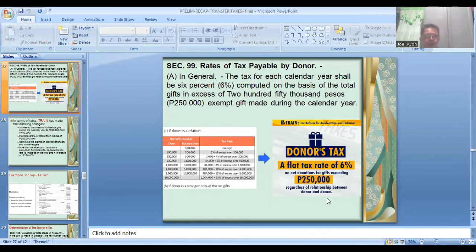Because before, you needed to identify if the donor is a relative. Because if the donor is a stranger, there was a 30% tax on the net gifts. So mas malaki yung tax rate if the donor is a stranger, right? But in the present, we have the TRAIN law. So the donor's tax has now a flat tax rate of 6% after deducting the exempt gift of 250,000.